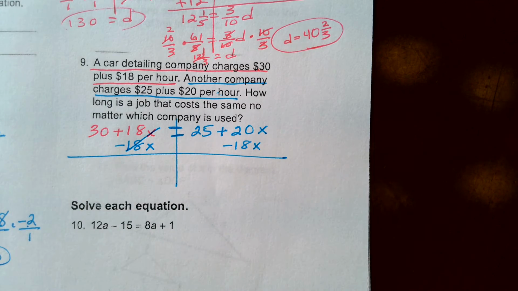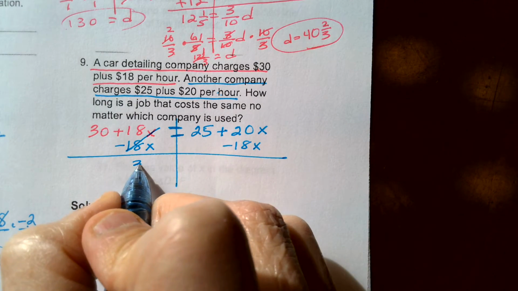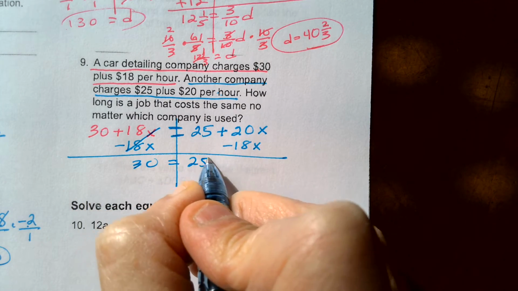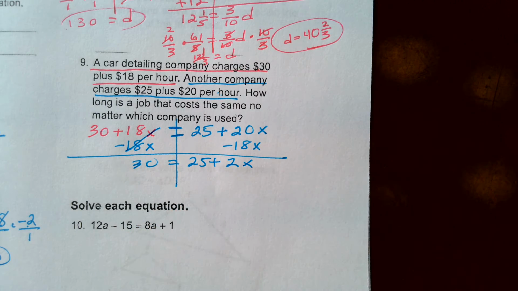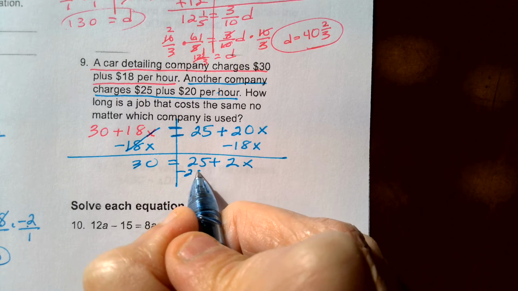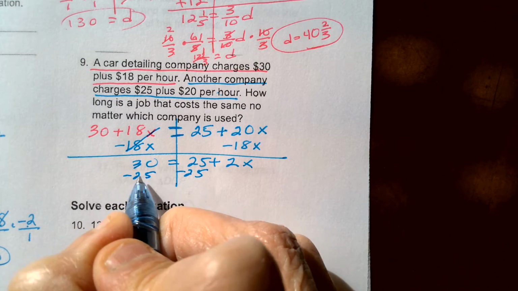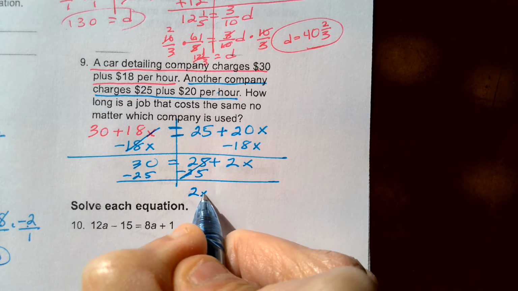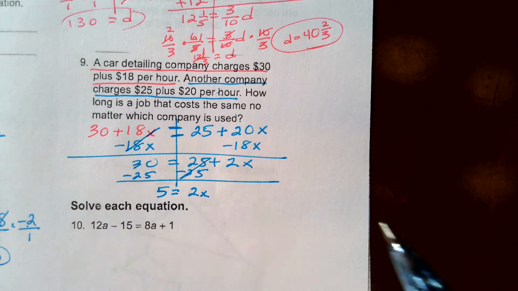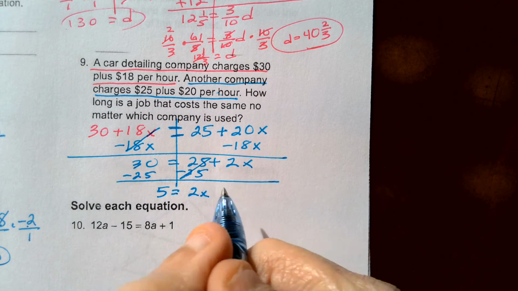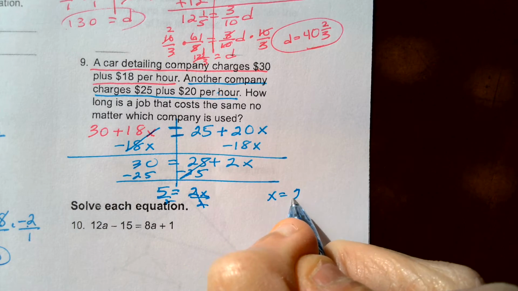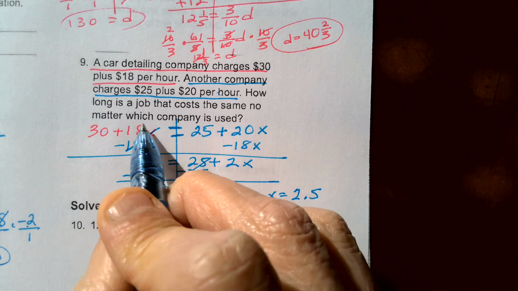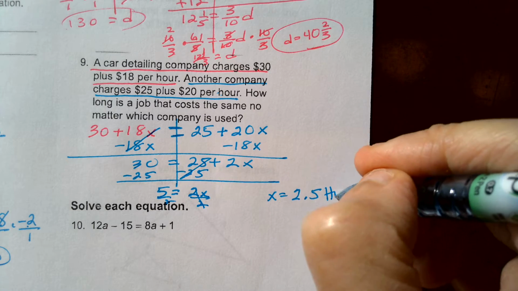Those are gone. I'm left with 30 equals 25 plus 20x minus 18x, which is 2x. I'm going to subtract 25, and I'm going to get 2x equals 5. Divide by 2, and x is 2.5 hours.